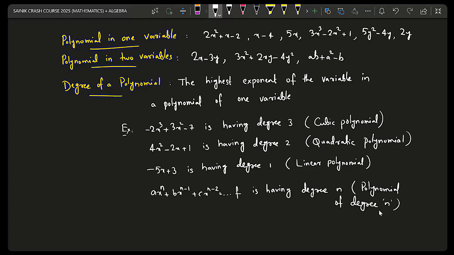What is the degree of the polynomial? The highest exponent of the variable in the polynomial is called the degree of the polynomial. So we took different degrees of polynomial. Now we are going to divide the polynomials with respect to the number of terms they have.